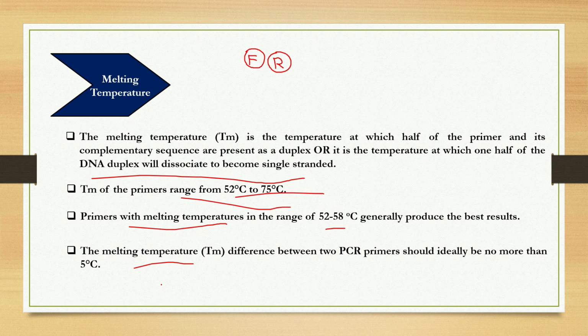So to avoid it, we should maintain the melting temperatures of both the forward and the reverse primer within 5 degrees of each other. The difference should not be very high because it's ultimately going to affect the annealing temperature and the whole PCR reaction.